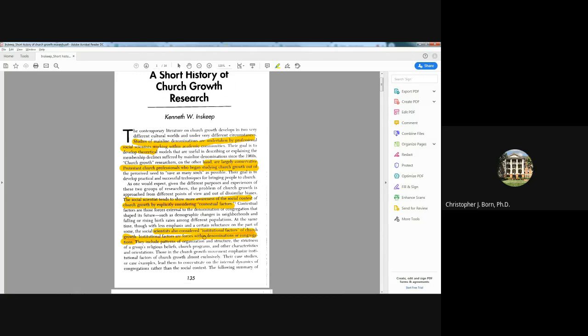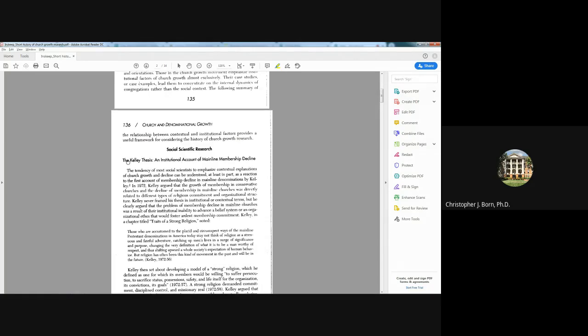So if we're moving to the next page, stepping all the way back, the Kelly thesis. When he wrote his book in 1972, he was talking about conservative religions, and why conservative churches are growing. He originally didn't want that title. He actually wanted the title Why Strong Churches Are Growing, but his editor forced him into the other, and he's always regretted that.